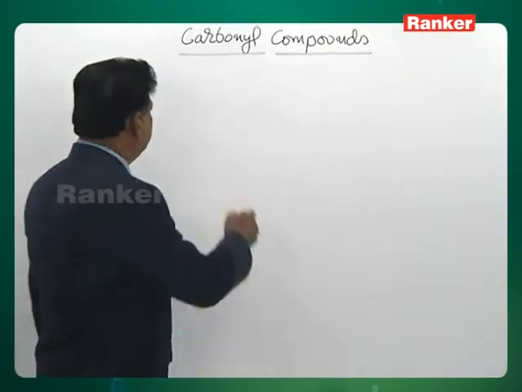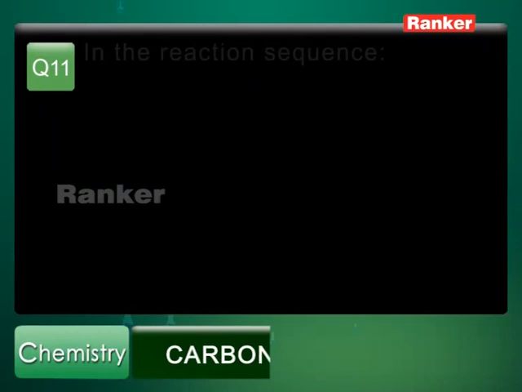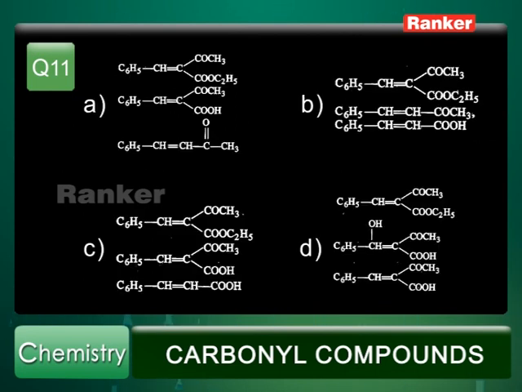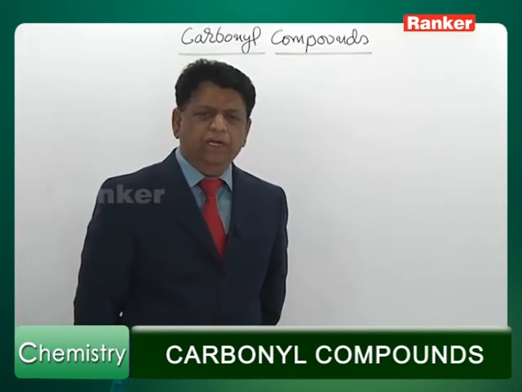Let's go for question number 11. Benzaldehyde is treated with ethyl acetoacetate. Ethyl acetoacetate has a CH2 group, which is a reactive group. So that is going to condense in the presence of a strong base. X is formed. The X is treated with hydrolysis followed by heating, giving Y and Z. So all three compounds X, Y, Z are asked here, and three options are given, and that is actually the right answer.